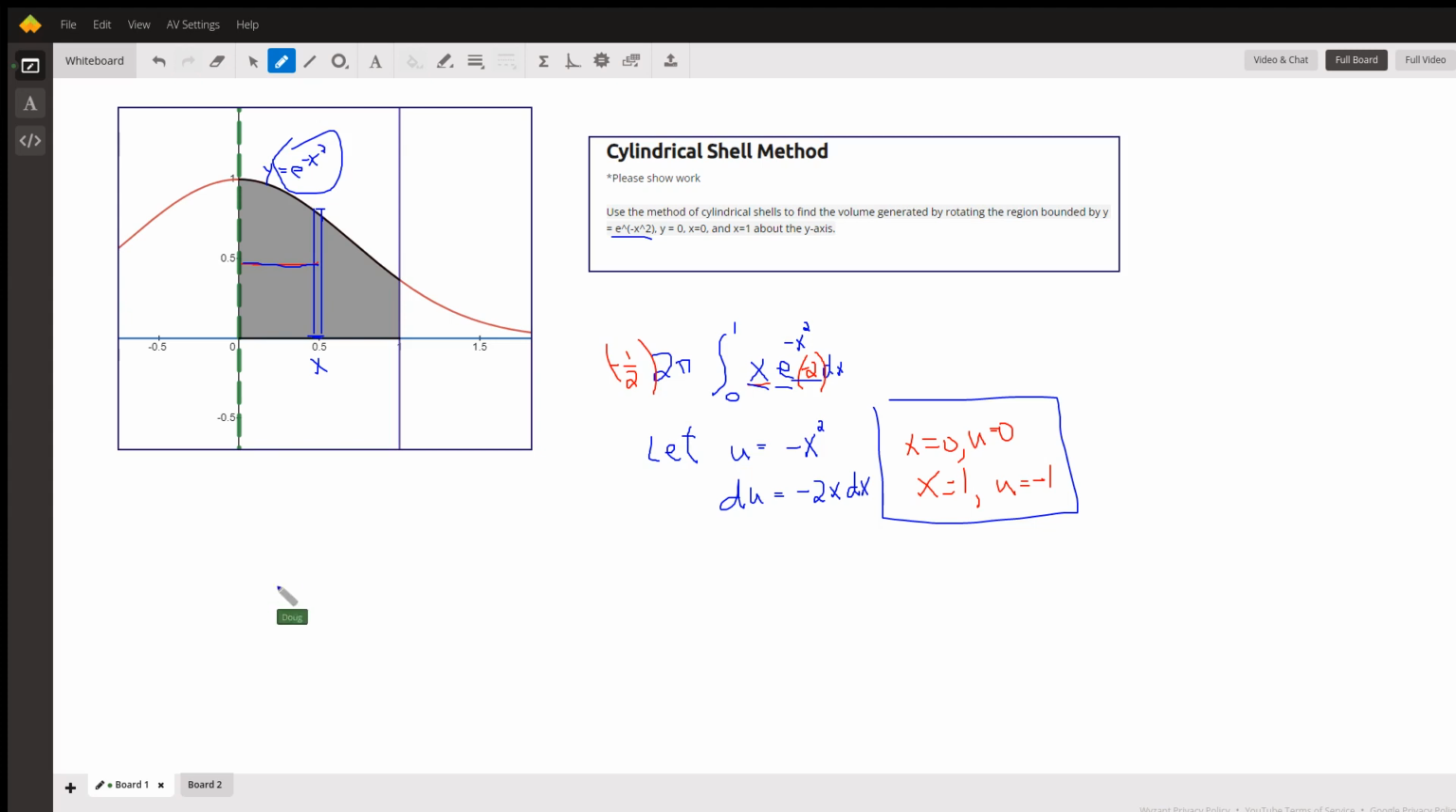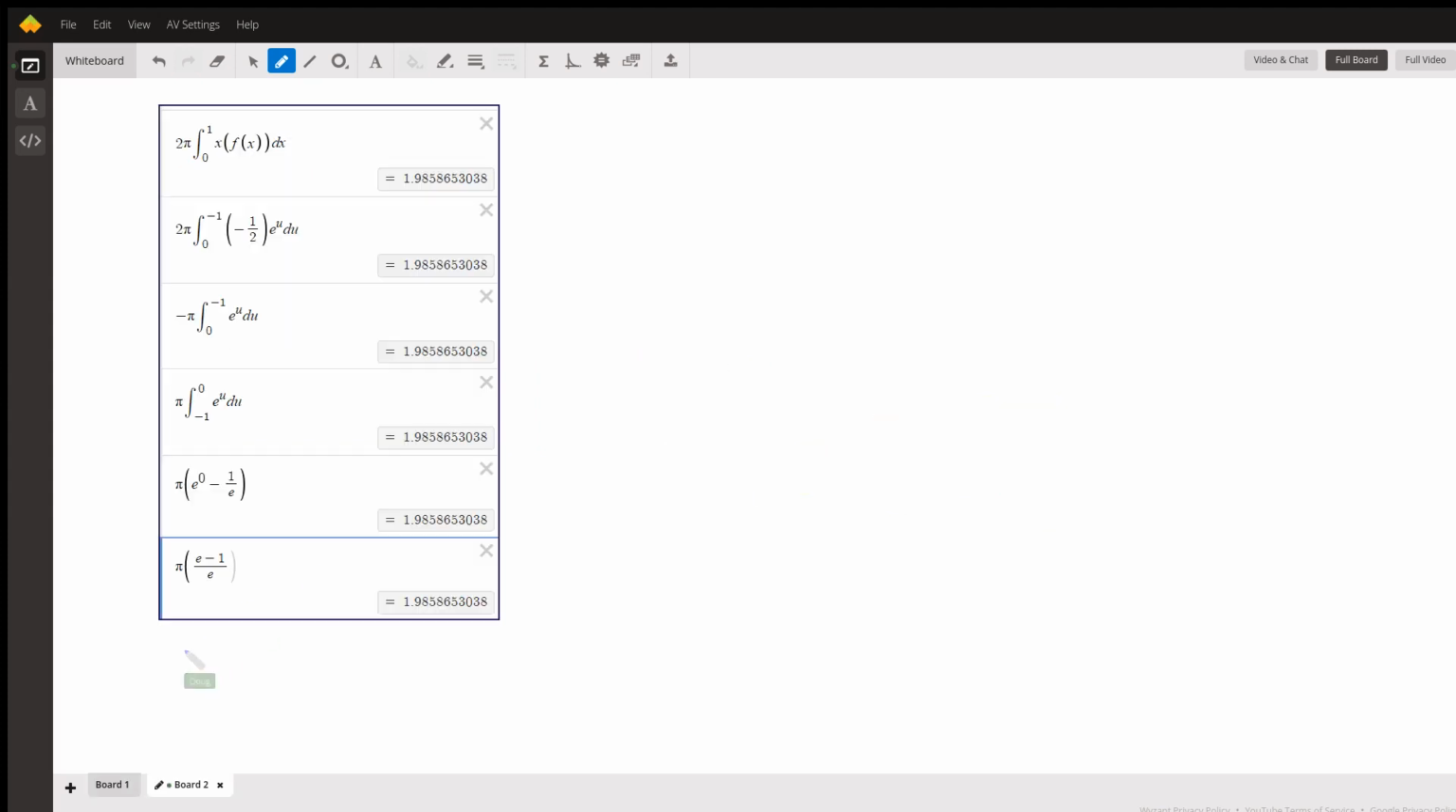So what does it look like after you do the u substitution? Well, here's an answer, a decimal approximation, using f of x for e to the minus x squared. Here's what you get after the u substitution.